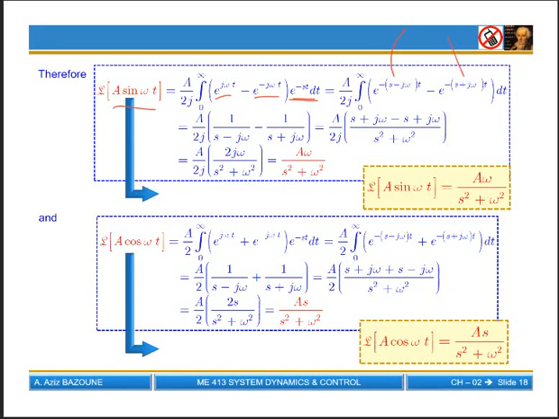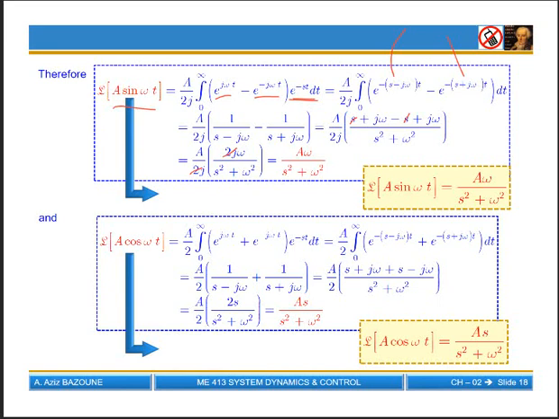And at the end of the day, we found a over 2j, times 1 over s minus j omega minus 1 over s plus j omega. You multiply by the complex conjugate, so you will not have a complex number in the denominator. So you end up with this expression here. So s will cancel with s, and you will have 2j omega over, a over 2j, s squared plus omega squared. 2j will cancel with 2j, and you end up with a omega over s squared plus omega squared. So the Laplace transform of a sine omega t will be a omega over s squared plus omega squared.